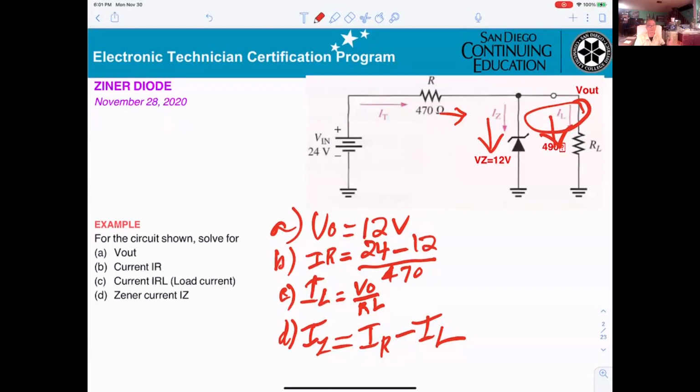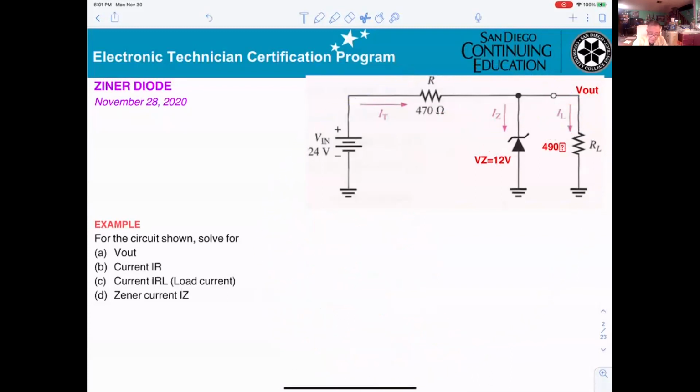Okay, any question? Look like okay, right? Now I ask you this question here. So I change 24 volt to 10 volt. What is the output? Ten volt. 10 volt. 10 volt. Do you think so? First thing is 12 volt.